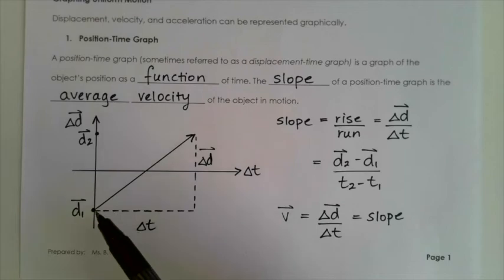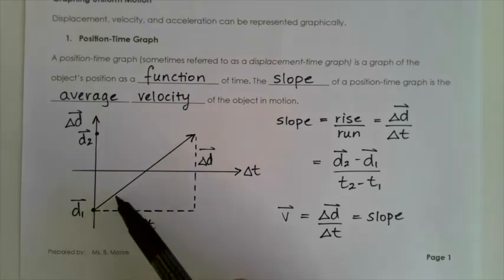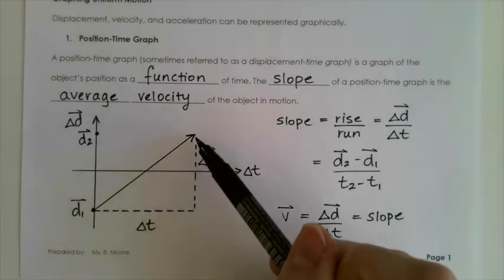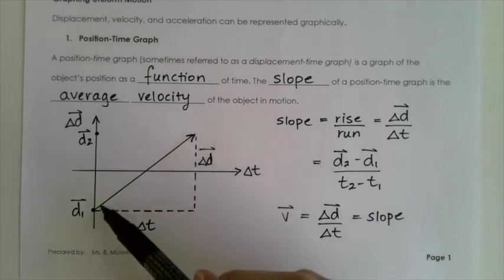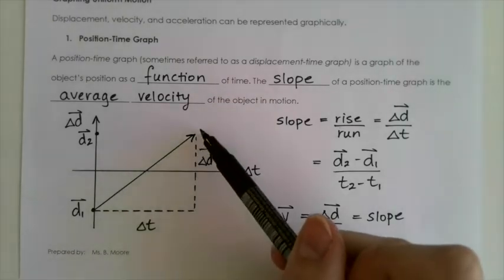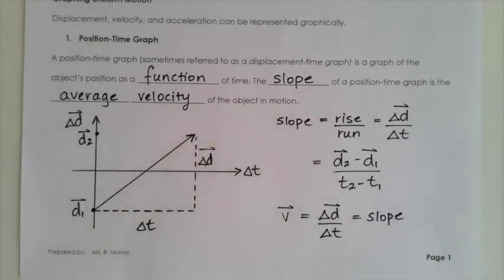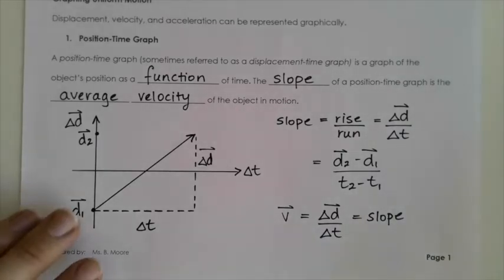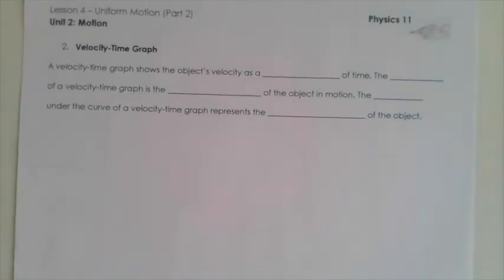So this object is experiencing a positive change in position over time. It's moving towards the origin and then through the origin or the reference point and then past it in the positive direction. So if we were going to translate this to a velocity time graph, it's going to look a little bit different, but I'm hoping that we'll see the relationship there.